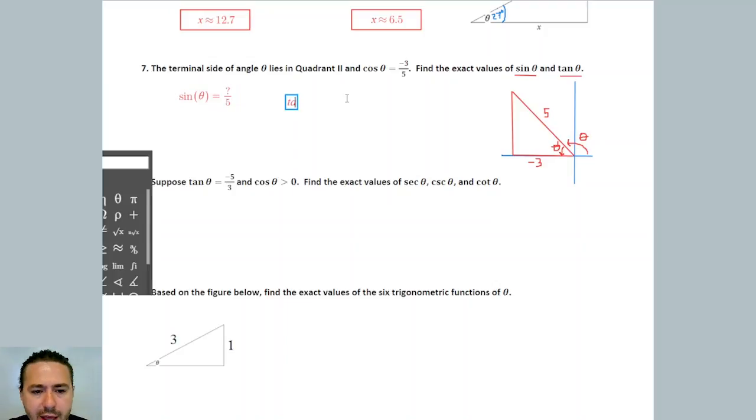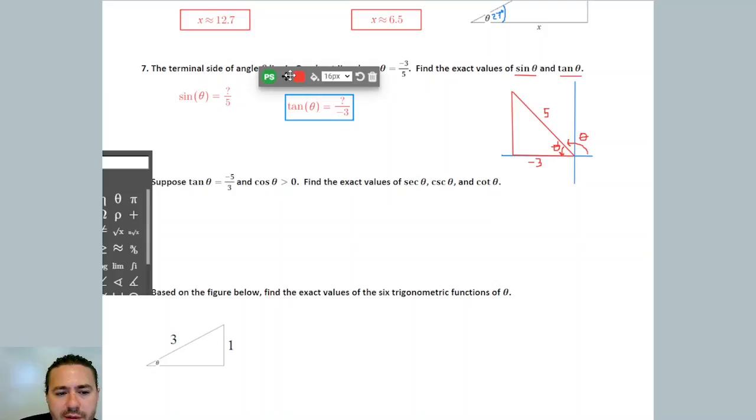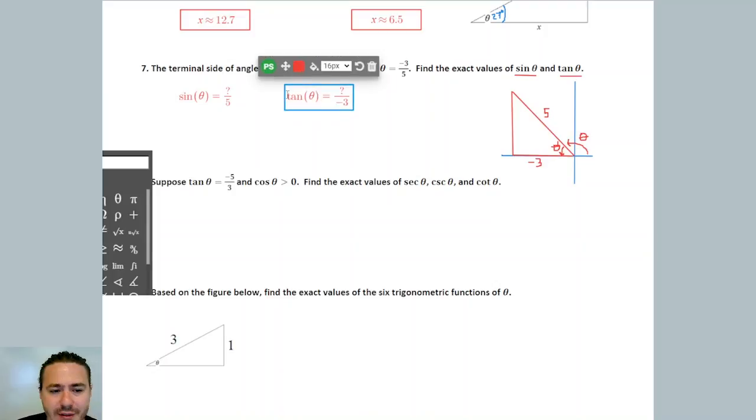And then tangent of theta is opposite over adjacent. So that would be whatever that unknown is divided by -3, right? So it'll definitely be negative. So negative, I guess I can leave the -3 down there just for now. Okay, so I need to figure out what that missing side is, and then I'm basically done, right?